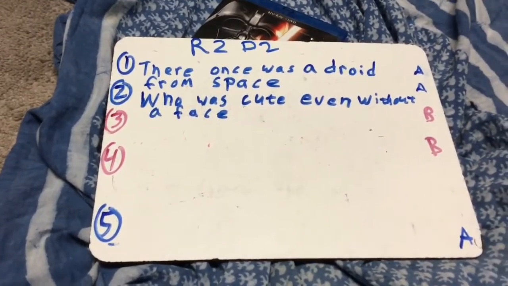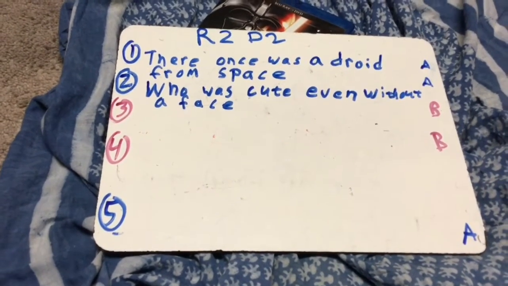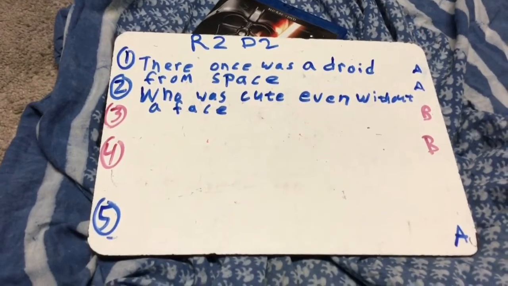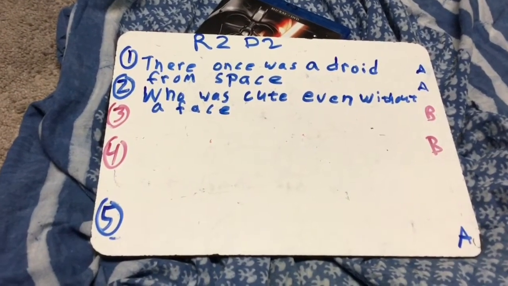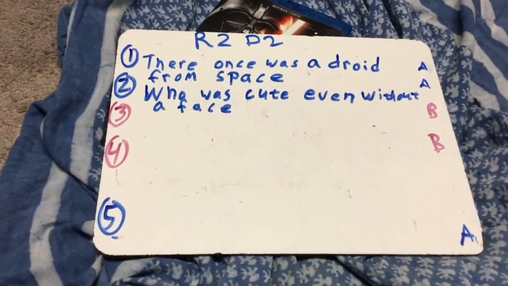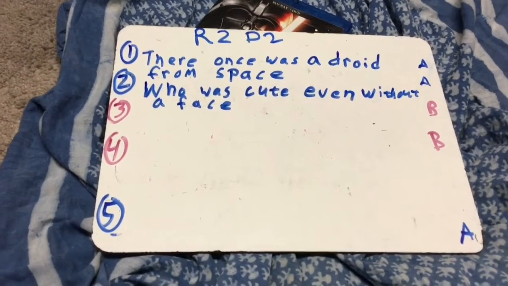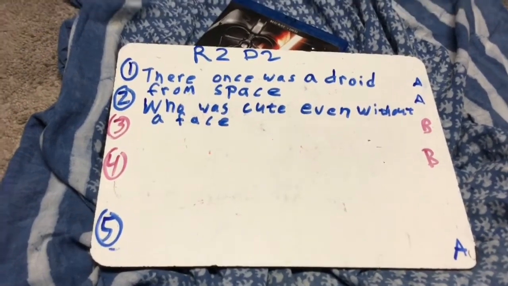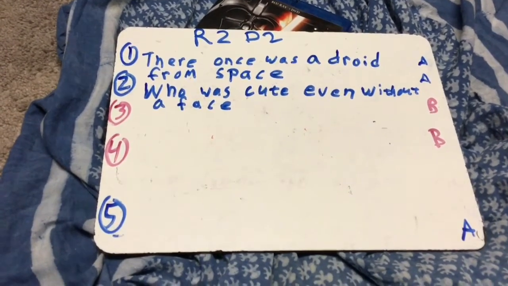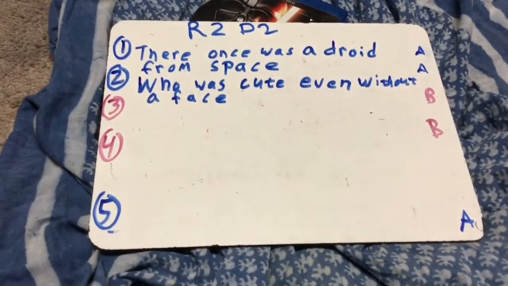I went with face. R2 is super cute, kind of funny. He doesn't really have a face. He's got dials and buttons and makes cool noises, and C3PO can understand everything he says. But anyway, I had to rhyme with space. So I chose face because it rhymes, and I had to figure out a way to use that though. Okay, he doesn't have a face really, and he's super cute and charming and neat. So I went with who was cute even without a face. So far, I got: there once was a droid from space who was cute even without a face.